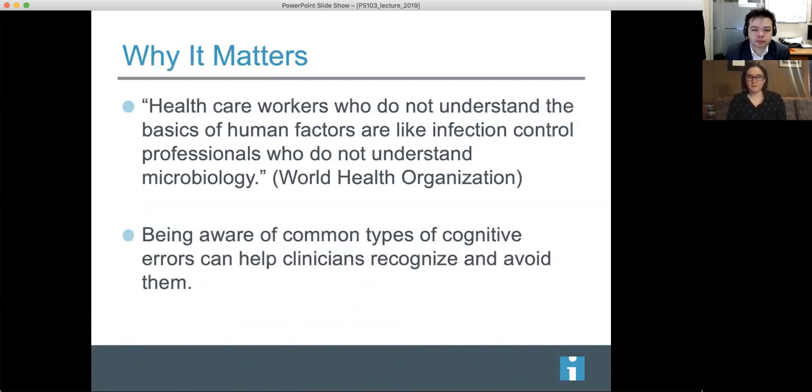Okay. So why does all of this matter? Well, healthcare workers who do not understand the basics of human factors are like infection control professionals who don't understand microbiology. If you don't understand why you're doing something or why it matters, it's really hard to make it work properly. And being aware of common types of cognitive errors can help clinicians recognize them and avoid them. It's part of our anaesthetic training as well, that we understand errors and delve into why they happen and how to improve things.